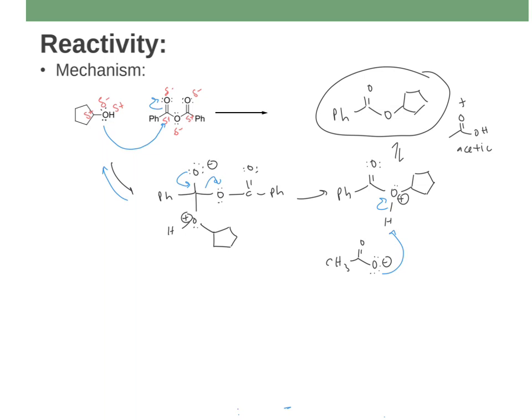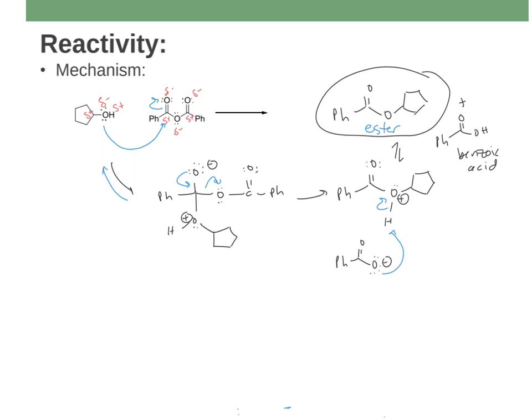Oh, it's not acetic acid. Sorry, it's benzoic acid. You guys got to keep me on my toes. I accidentally put a methyl there. It's not acetic acid. It's benzoic acid. So phenyl group, that'd be benzoic acid. Is the idea, right? And again, I went from taking an anhydride, which is very reactive, and I went down to forming an ester.